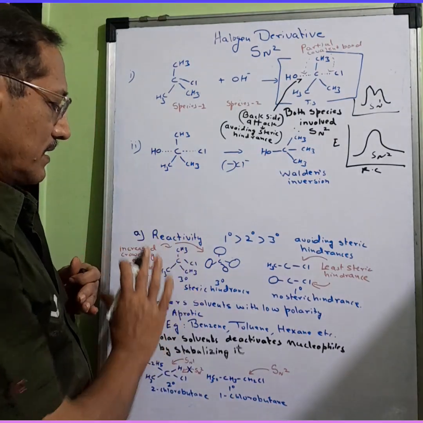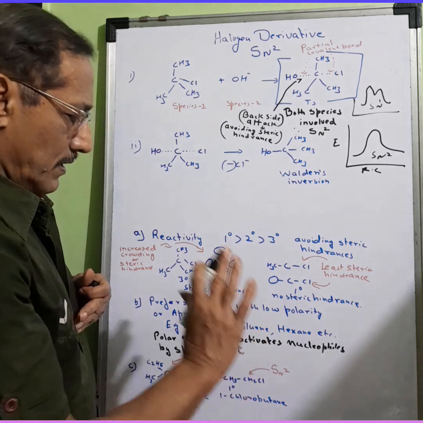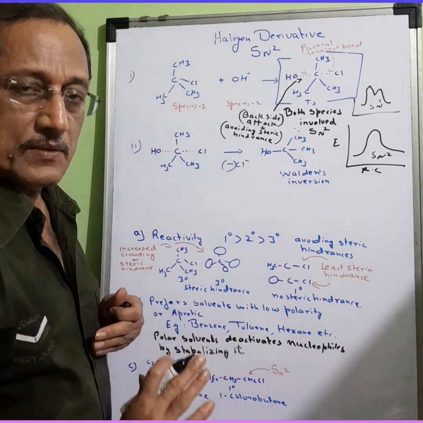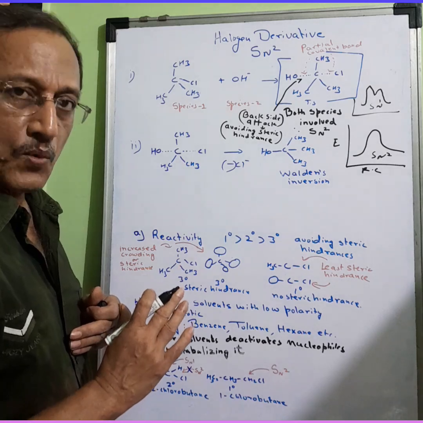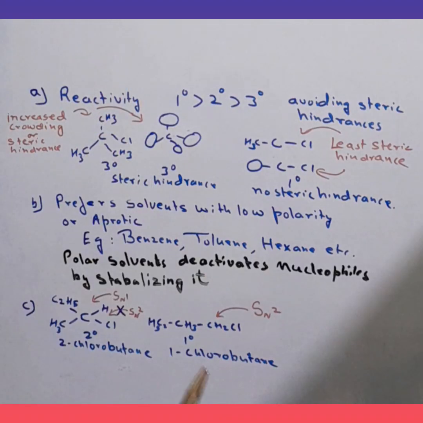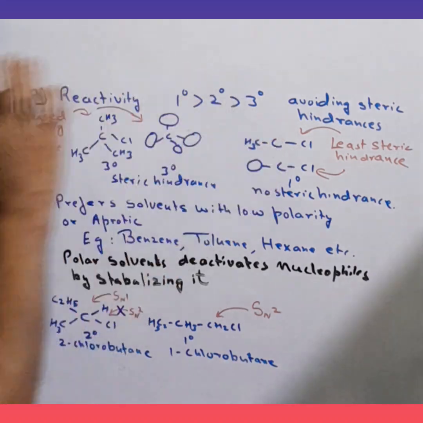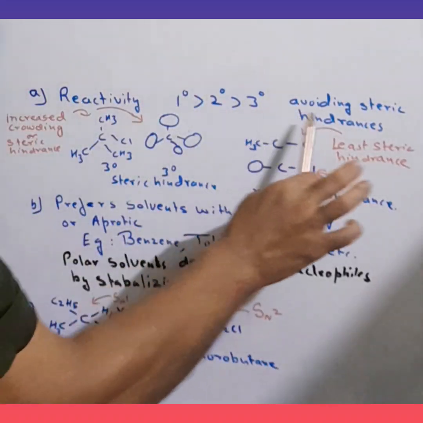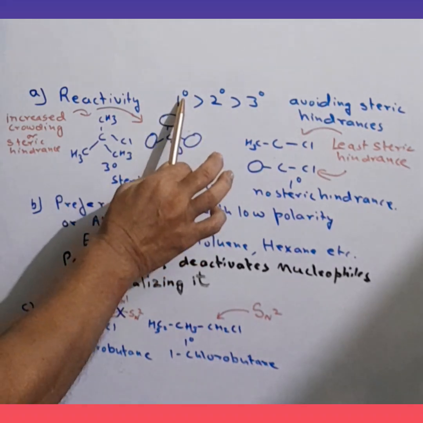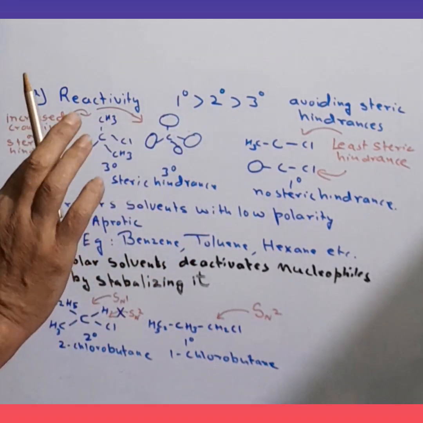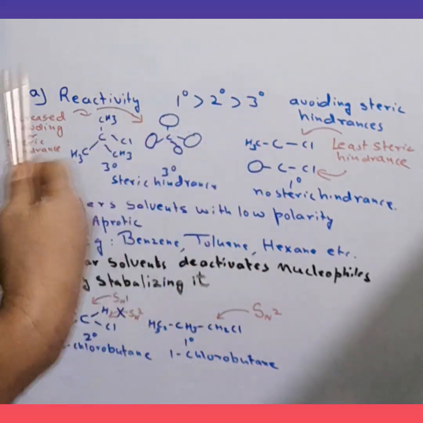Let's now understand about reactivity, preference of solvents, and how the mechanism actually occurs. Let's understand a bit about it, as we understood about SN1. Now in case of SN2 reaction, the reactivity is 1 degree, 2 degree, 3 degree. Why? The fastest would be for 1 degree carbon. Why 1 degree? Because of less steric hindrance.